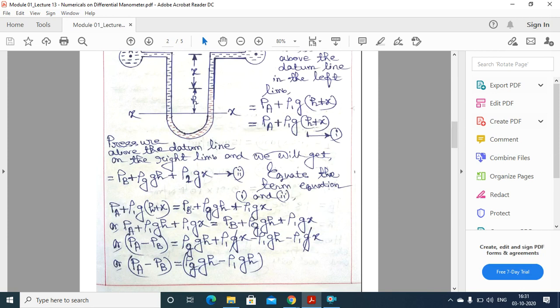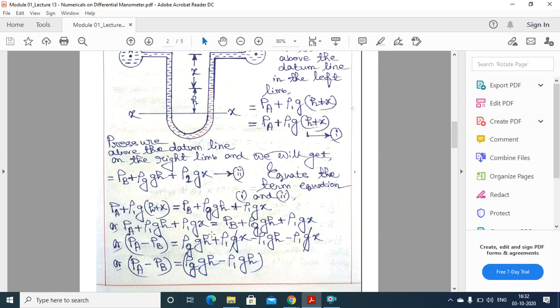So it will be PA plus rho 1 g into (h plus x), which is equation number 1, equals PB plus rho g into g into h plus rho 1 g into x. If we multiply rho 1 g with the term (h plus x), then we can write PA plus rho 1 g h plus rho 1 g x equals PB plus rho g g h plus rho 1 g x.